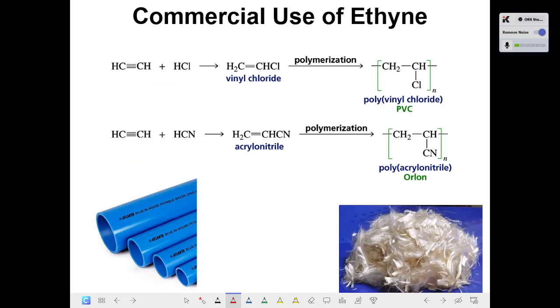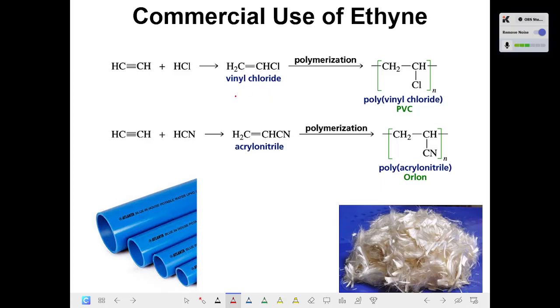For the last slide natin is itong all about the commercial use of ethyne. So I mentioned earlier na itong ethyne kasi natin is a precursor or a starting material for a wide variety of organic compounds pa. And your ethyne could be used for formation of your plastics. Okay? So one classic example natin ng plastic is yung tinatawag natin na PVC or polyvinyl chloride. So paano lang ba yung kanyang reaction? You have your ethyne here reacting with hydrochloric acid to form this vinyl chloride.